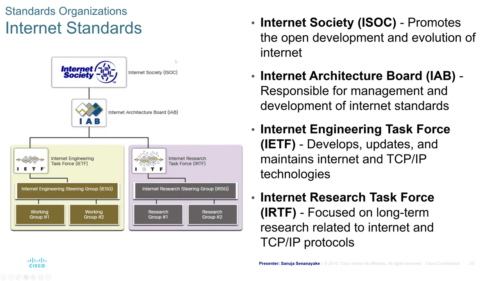The internet standards are made by several different organizations. One of them is the Internet Society, or ISOC, which promotes the open development and evolution of the internet. The other one is the Internet Architecture Board, IAB, which is under the Internet Society and is responsible for the management and development of internet standards. The Internet Engineering Task Force, or IETF, develops, updates, and maintains internet and TCP/IP technologies. The Internet Research Task Force, or IRTF, focuses on long-term research related to internet and TCP/IP protocols. You can understand how this works in a visual way if you look at the left-hand side diagram here. Just remember that there are these separate organizations responsible for standardizing the internet.